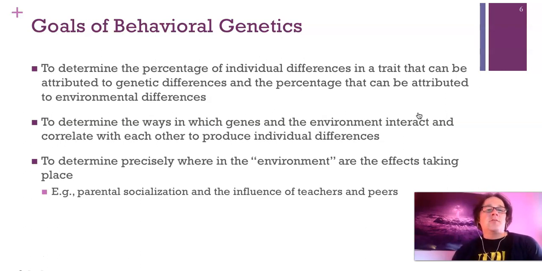Okay. So some of the goals of behavioral genetics is to determine what percentage of these individual differences can be attributed to genetic differences, and the percentages that can be attributed to environmental differences. Another goal would be to determine the ways in which genes and the environment interact, and the ways in which they correlate with each other to produce individual differences.